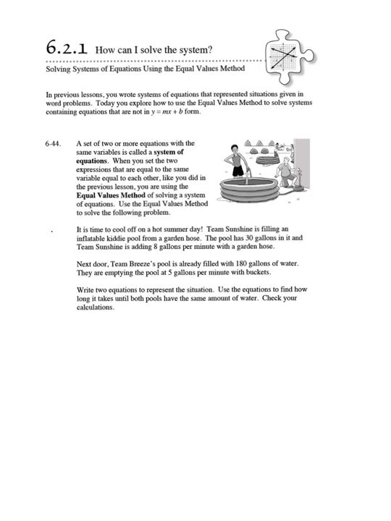This one says it's time to cool off on a hot summer day. Team Sunshine is filling an inflatable kiddie pool from a garden hose. The pool has 30 gallons in it, and Team Sunshine is adding 8 gallons per minute. Next door, Team Breeze's pool is already filled with 180 gallons. They're emptying the pool at 5 gallons per minute with buckets.